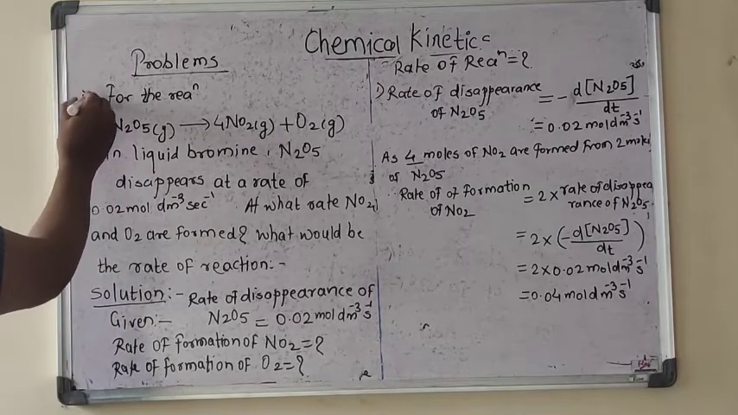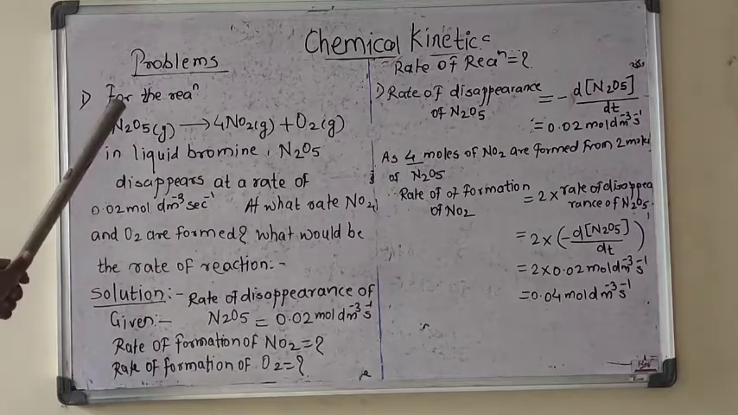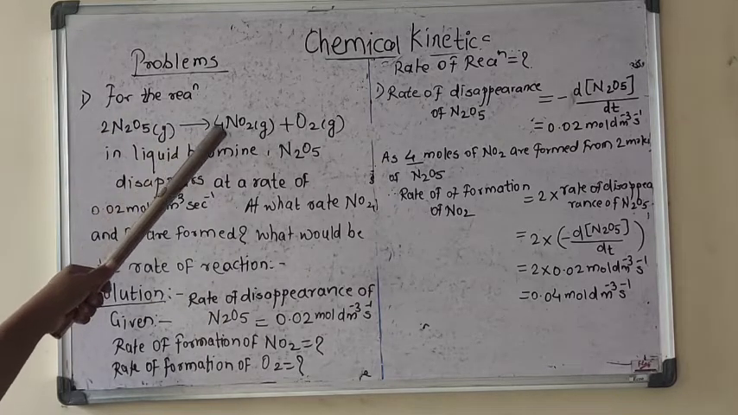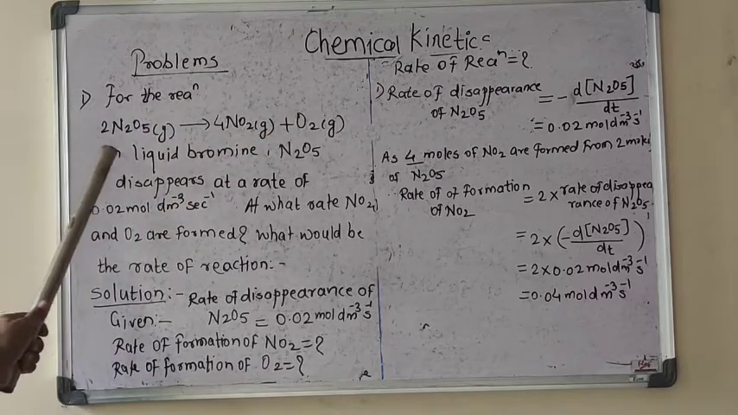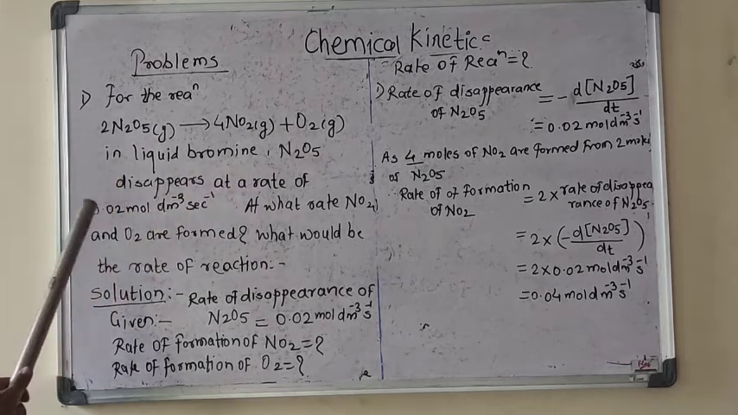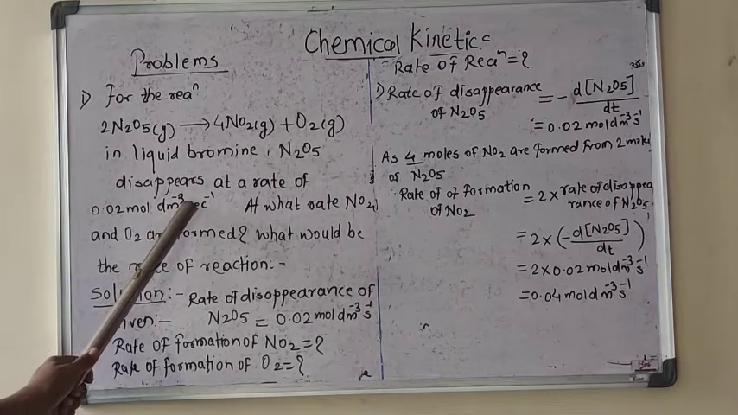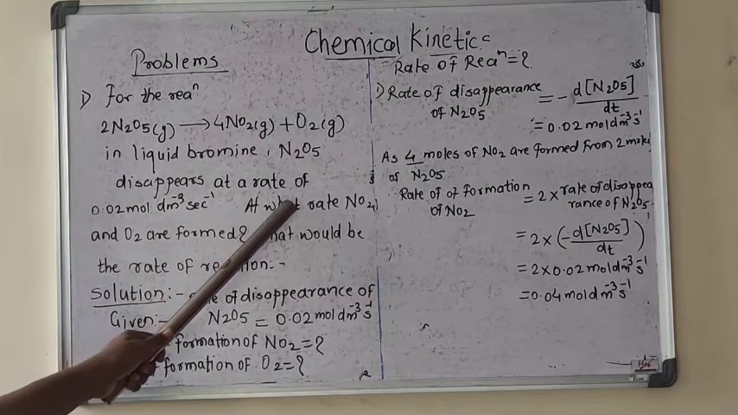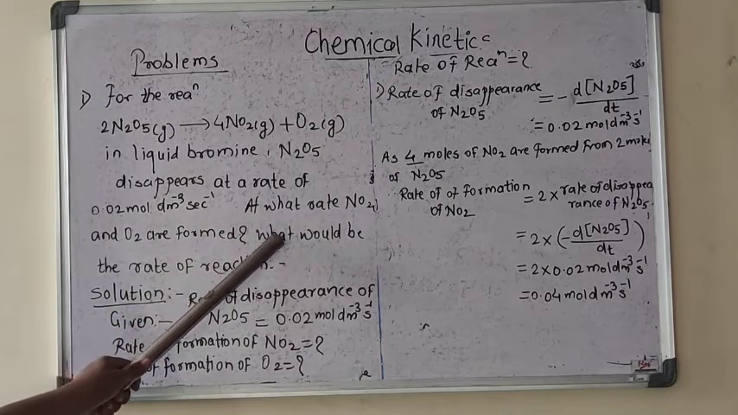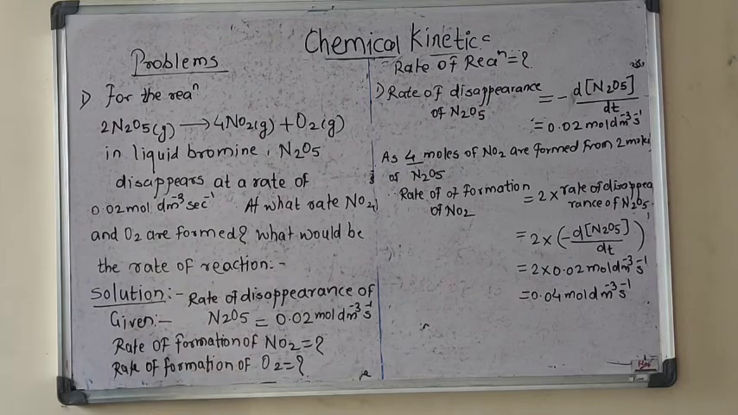Here the first problem is given that for the reaction 2N2O5 gas gives 4NO2 gas plus O2 gas in liquid bromine, N2O5 disappears at a rate of 0.02 mole per dm cube per second. At what rate NO2 and O2 are formed, and what would be the rate of the reaction?